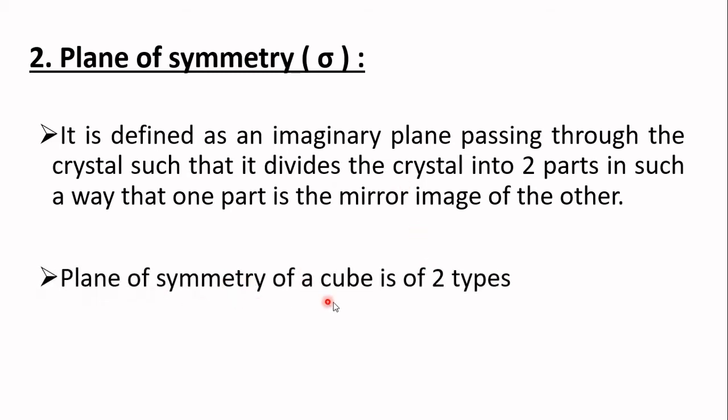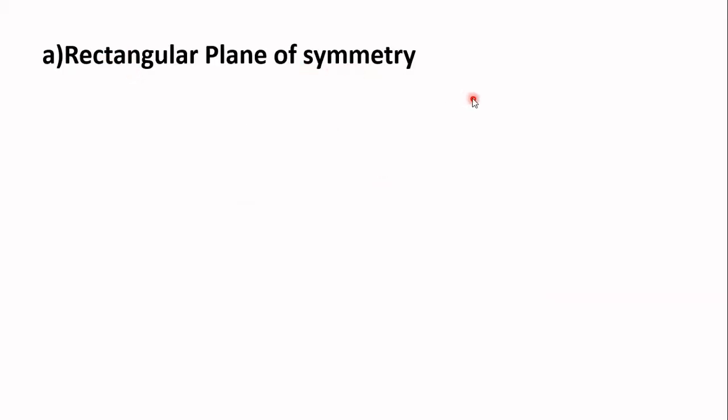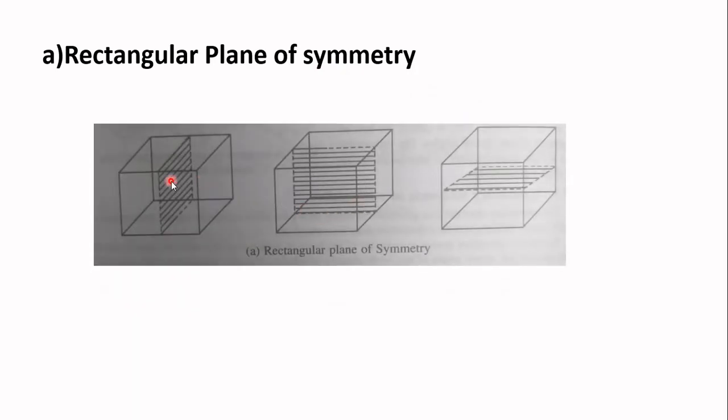Plane of symmetry of a cube is of two types. One is rectangular plane of symmetry. Just consider this picture. Here we have two vertical rectangular planes of symmetry. This is one, a vertical rectangular plane of symmetry, and this is also a vertical plane of symmetry, and we can also find a horizontal rectangular plane of symmetry. That means a cubic system has three rectangular planes of symmetry.